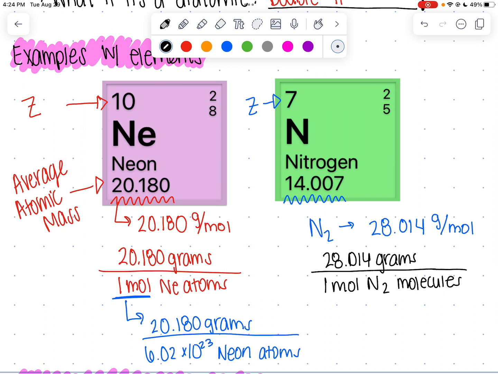So remember, if you have 2 atoms that are bonded together, you have made a molecule, or sometimes you have made a compound. We'll talk about the difference again coming up in our next unit. But here, the molar mass for elemental nitrogen would be 28.014 grams per 1 mole.